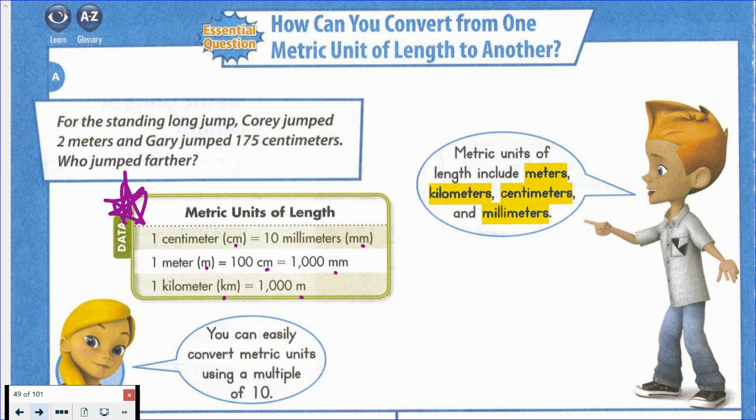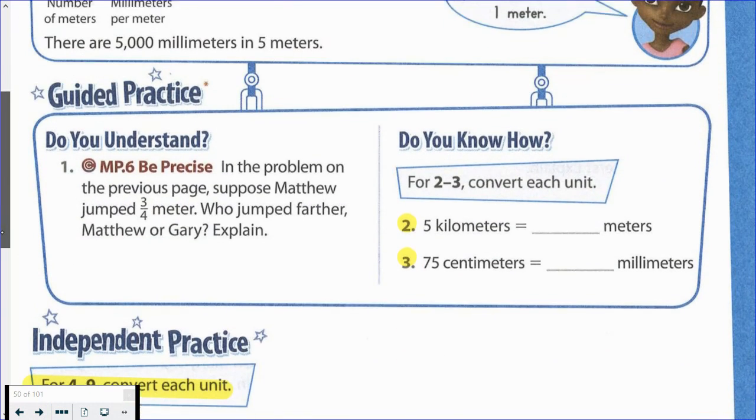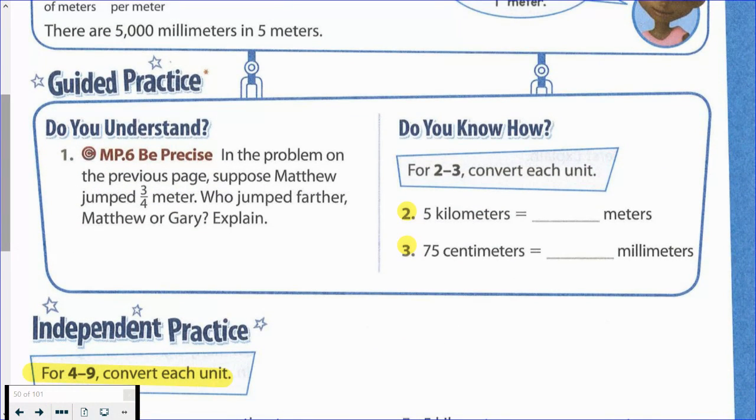So let's look at a couple more problems together. All right, so to the guided practice section, we're going to skip past number 1 and let's just work on number 2 and number 3 together. Okay, if you can do equations in your math book, if you're able to write small enough, wonderful. If you need scrap paper, make sure you have some as we're working through this. Okay, so number 2, we have 5 kilometers. We're being asked how many meters that is.